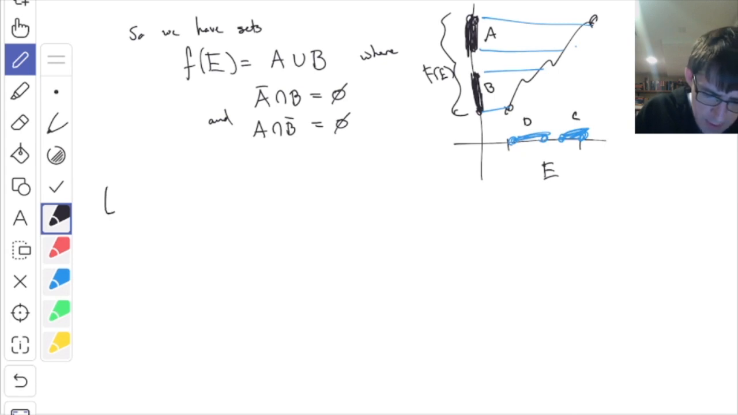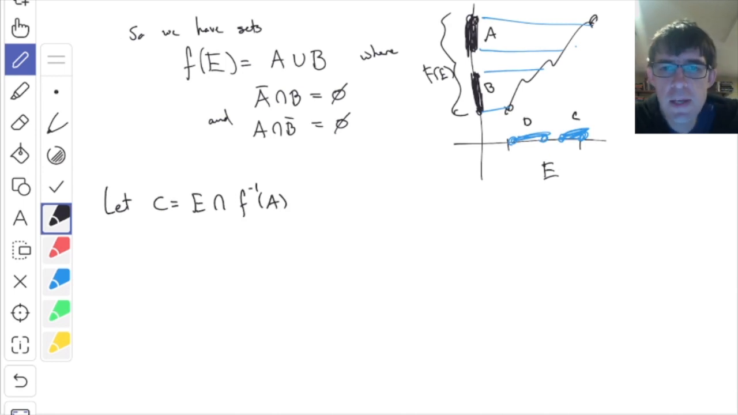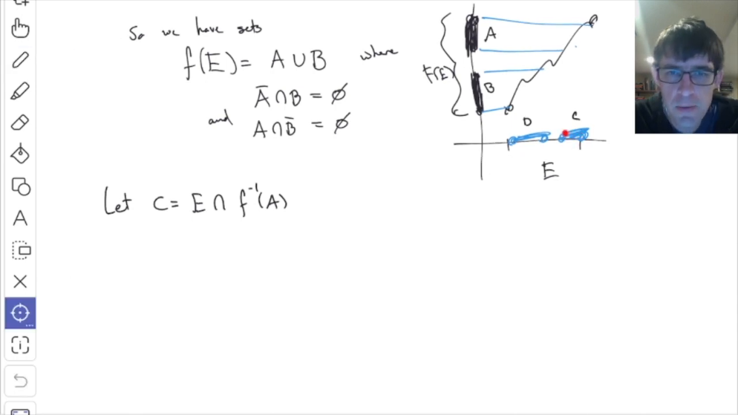So I'm going to say let C be, well, in set theory we would write it this way: E intersect f inverse of A. f inverse of A is called the pre-image of A. It's all the points from the domain which go into A. And I did E intersect because I only want the ones which are actually part of E. Maybe there's some other point like over here where its y value is in A, but I don't care about that. I only care about the points inside E.